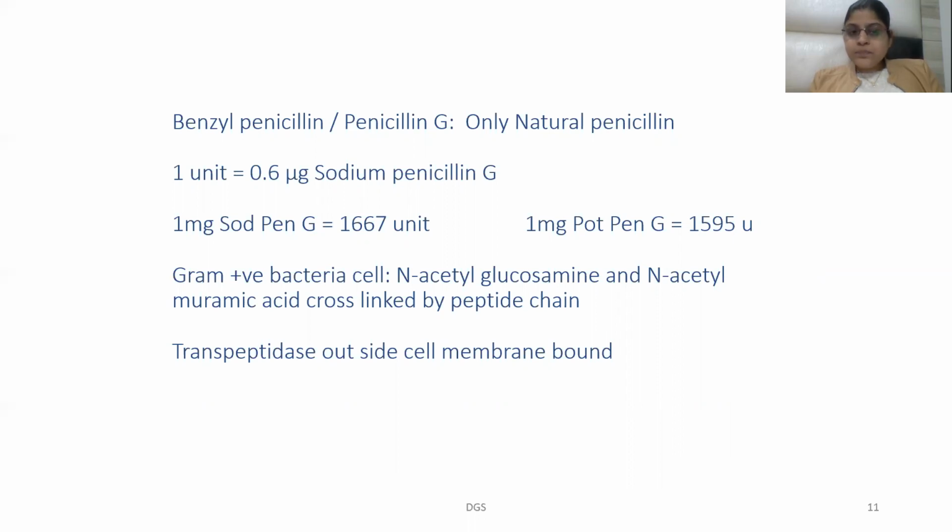Transpeptidase is found outside the cell membrane. This means transpeptidation between the N-acetyl glucosamine and N-acetyl muramic acid will be inhibited, or it will be broken down, and then cell wall synthesis inhibition takes place.